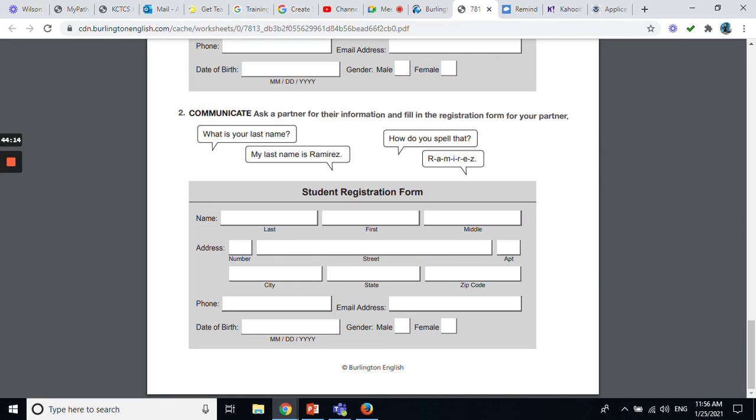This person here's name is Ramirez. So when they asked them, how do you spell that? They started to say it one letter each time. Okay. Then there is another form that you can fill.